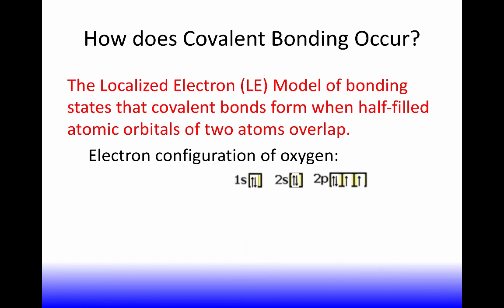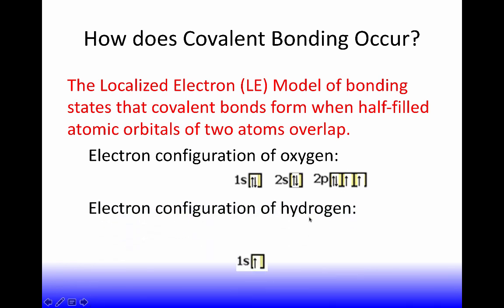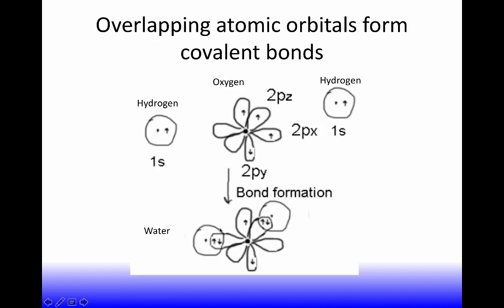So the electron configuration of oxygen, you can see, has 2 half-filled p suborbitals. And if you look at hydrogen, hydrogen's got 1 half-filled 1s orbital. So if we can overlap some of the 1s's with these half-filled 2p's, we can get a stable electron configuration that looks like neon for oxygen and a stable electron configuration that looks like helium for hydrogen.